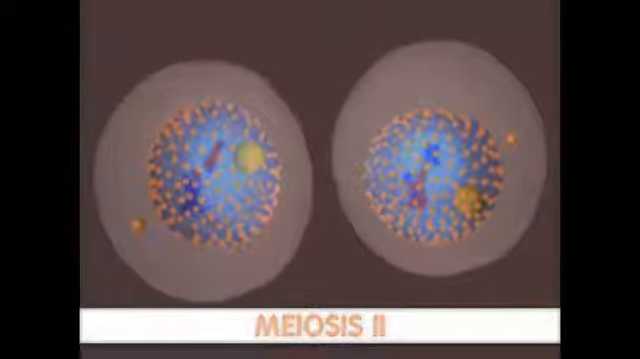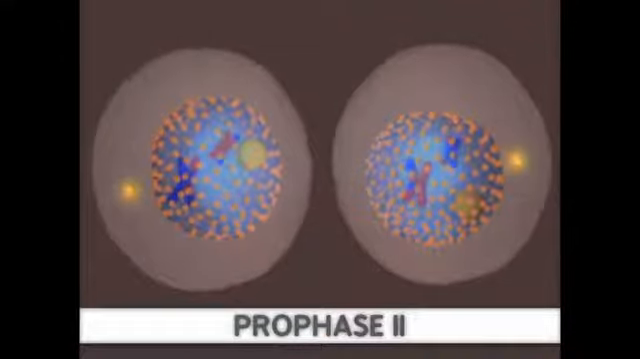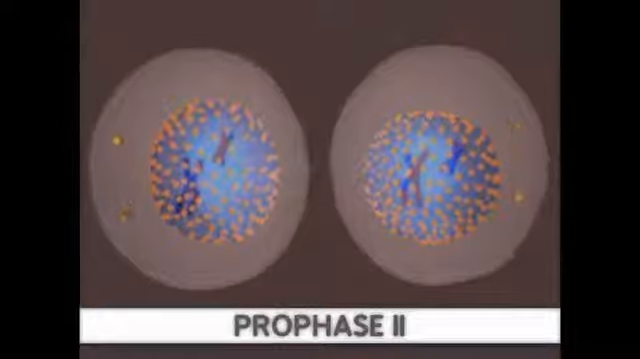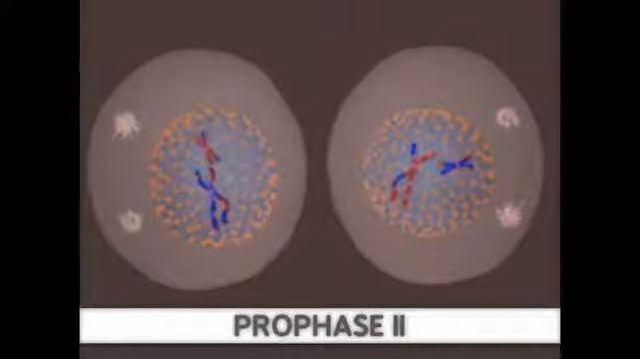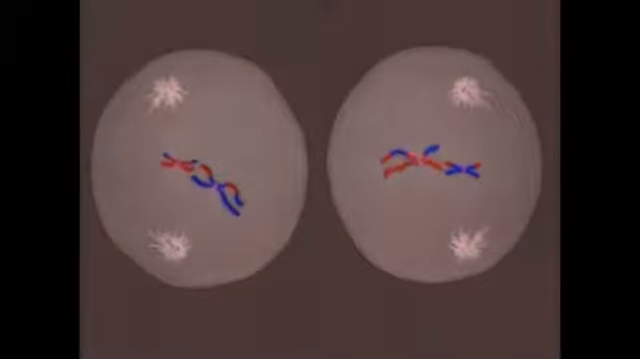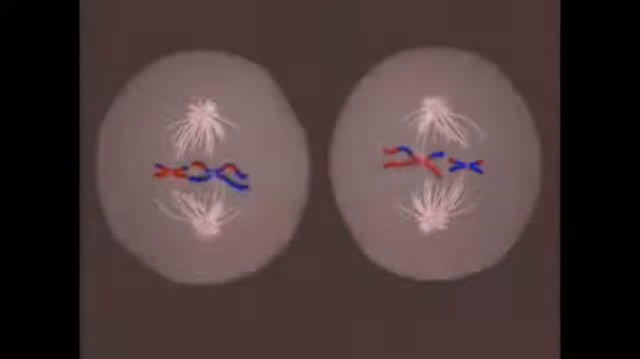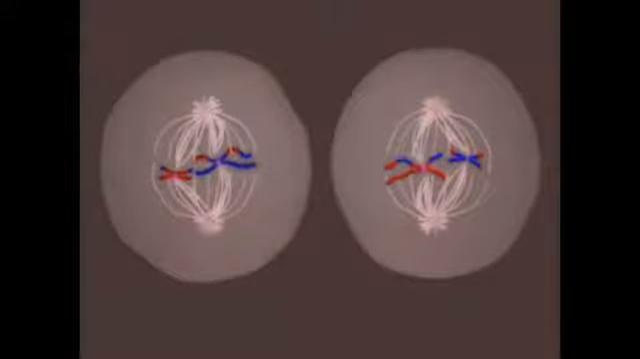The first stage of meiosis 2 is prophase 2. Again, chromosomes condense, the nuclear envelope breaks down, and the spindle apparatus forms. The major difference between prophase 2 and prophase 1 is the fact that the daughter cells have only one copy of each homologous chromosome. So in prophase 2, there is no synapsis of homologous chromosomes or crossing over.